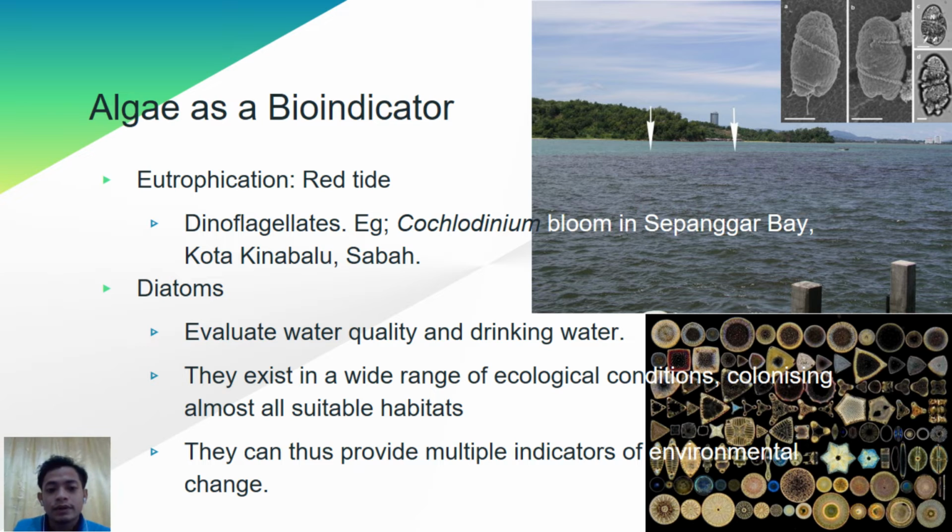And also an example of other algae that can be used as a bioindicator is diatoms. Diatoms are frequently used to evaluate water quality and also drinking water because they exist in a wide range of ecological conditions, colonizing almost all suitable habitats. So they can thus provide multiple indicators of environmental change.